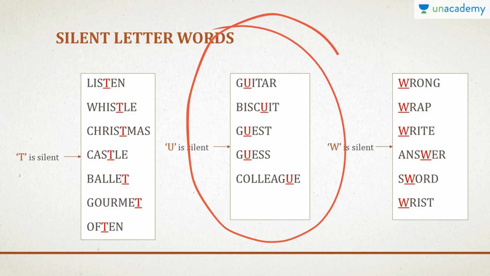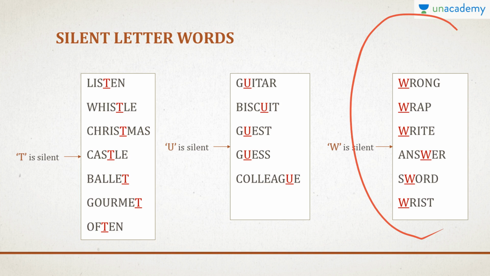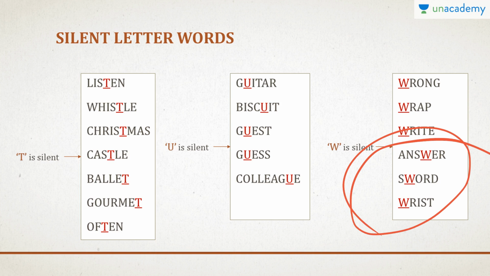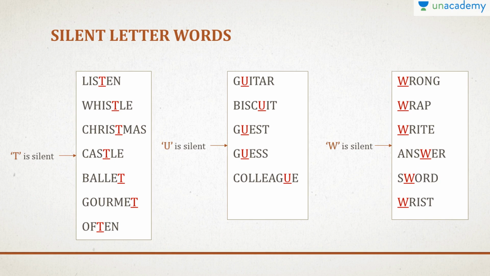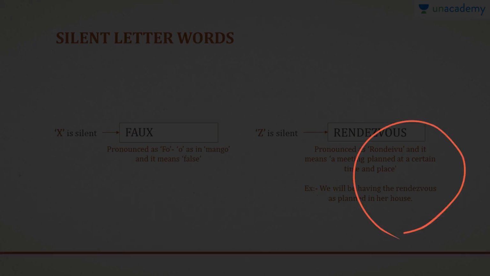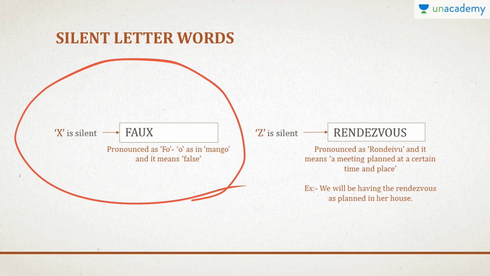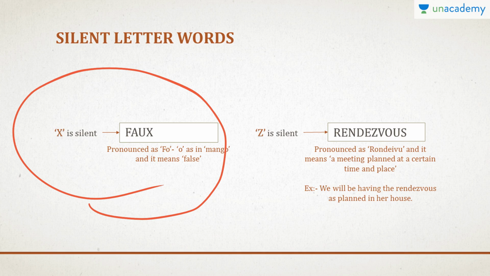Here, W is silent: wrong, rap, right, answer, and sword. And wrist, W should be silent in wrist. I hope you know which part of the body that is. Okay, moving on. Here the X is silent. This word faux comes from French, and you have to pronounce it as faux, like the O in mango, and it means false.